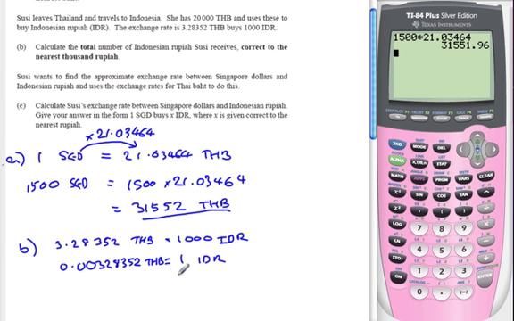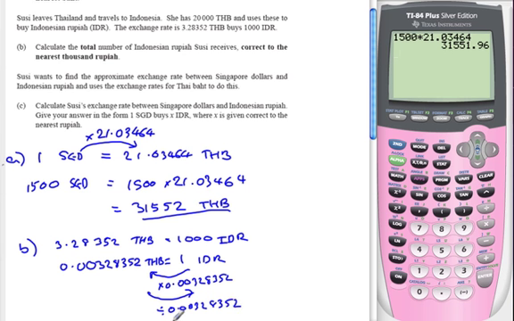All right. So I know to go this way, I need to times by 0.003283352. And what am I doing here? I am calculating Indonesian rupiah if I've got Thai baht. So to go the other way, to go this way, I just need to divide by the same amount. So I'm going to divide by this number here.